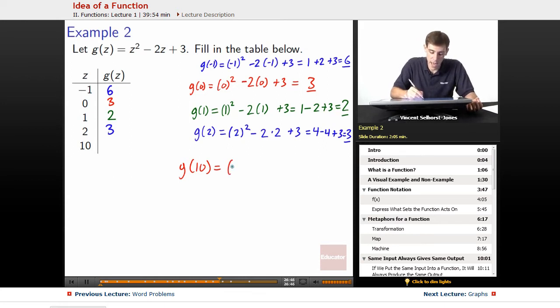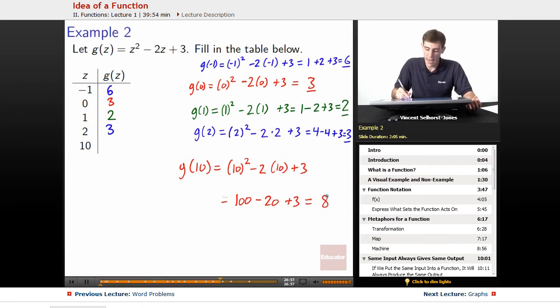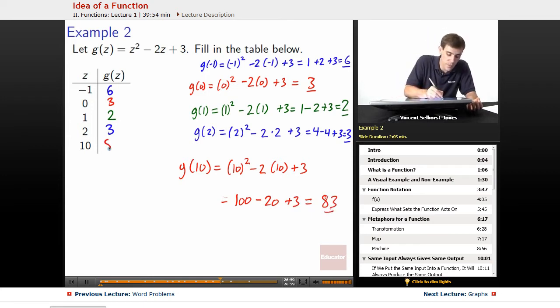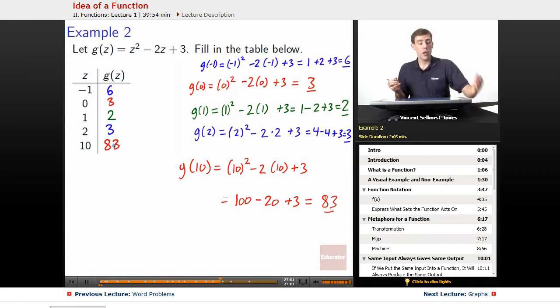We get 10 squared minus 2 times 10 plus 3. 10 squared, 100, minus 2 times 10, 20, plus 3 equals 83. And there we go. So you just plug into the function exactly as you would to set up this table.